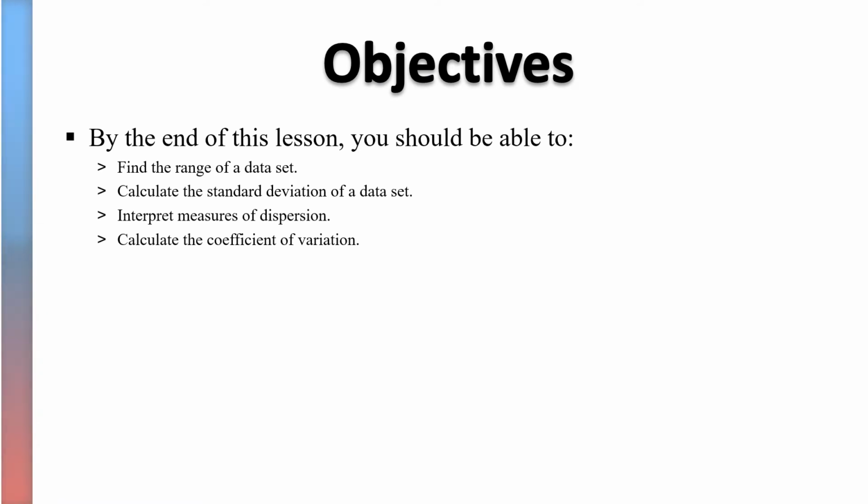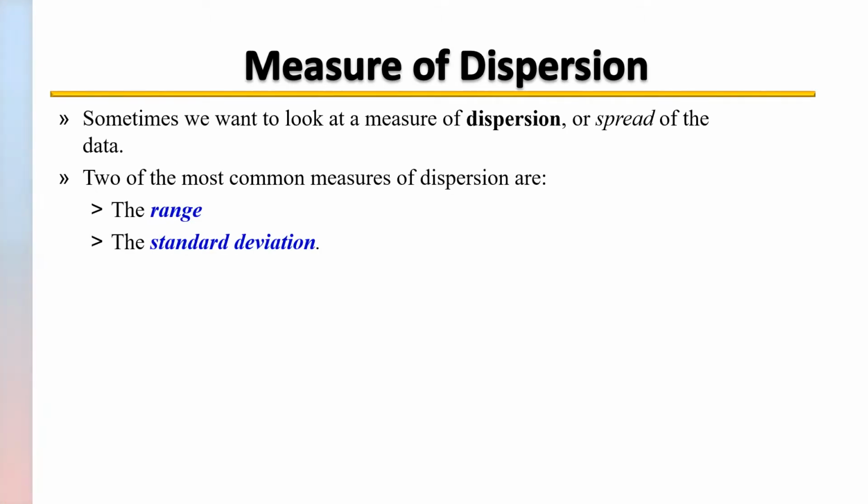By the end of this lesson, you should be able to find the range of a data set, calculate the standard deviation of a data set, interpret measures of dispersion, and calculate the coefficients of variation. Sometimes we want to look at a measure of dispersion or a spread of data. And the two most common measures of dispersion are the range and the standard deviation.